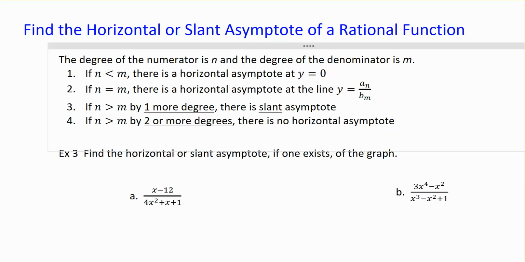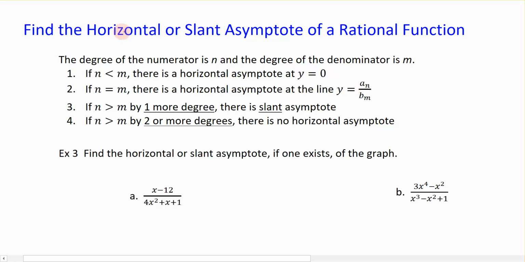Okay, so we've talked about the domain of a rational function and the vertical asymptote of a rational function. So what we need to now talk about are horizontal or slant asymptotes. These are the final two asymptotes that you might have occurring in your rational function.